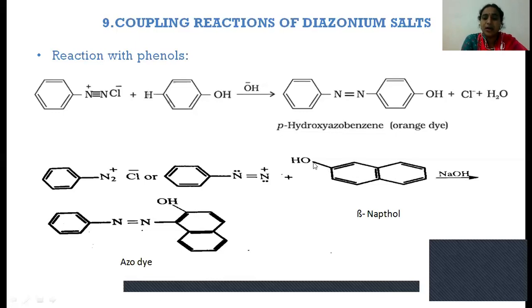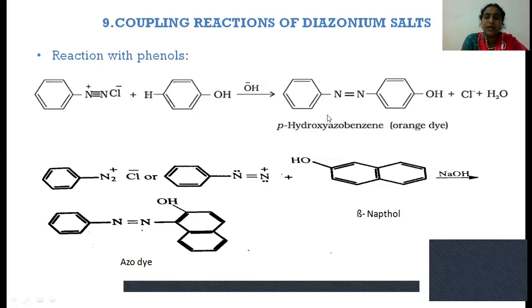In this compound, the OH group is present at the second position. This position is called alpha, whereas this position is called beta. So when benzene diazonium chloride reacts with beta naphthol in the presence of a base, that is OH minus, it also produces the azo dye.